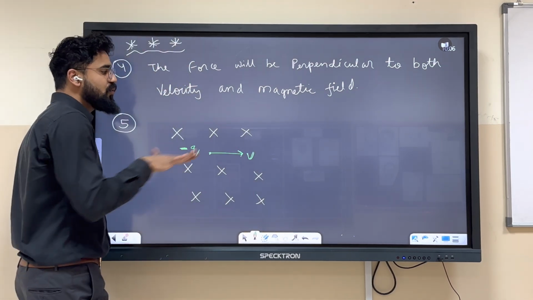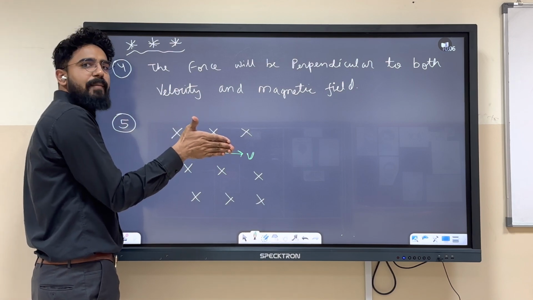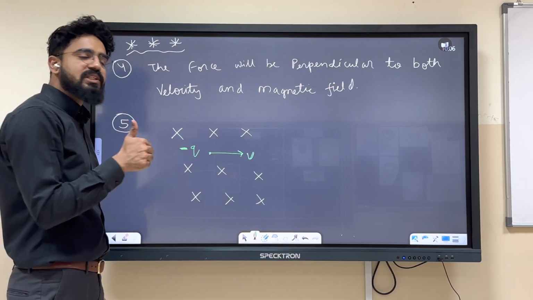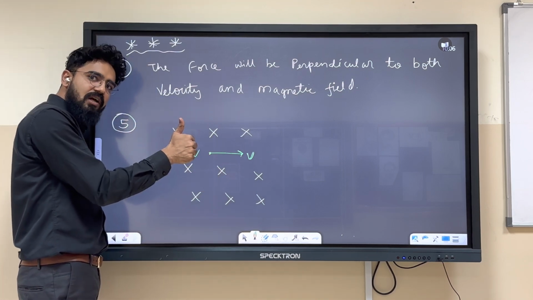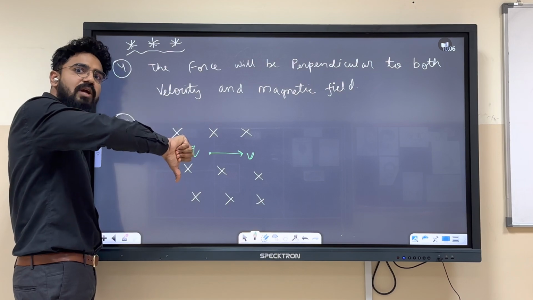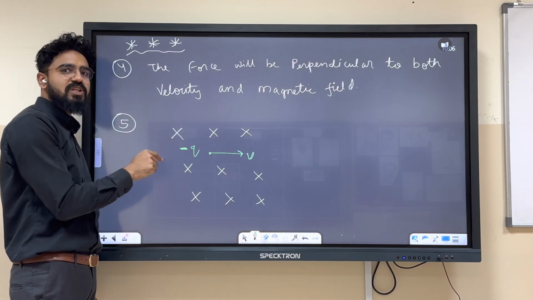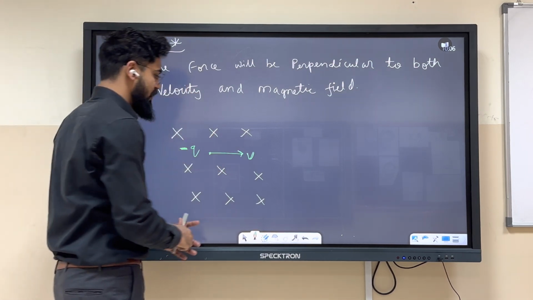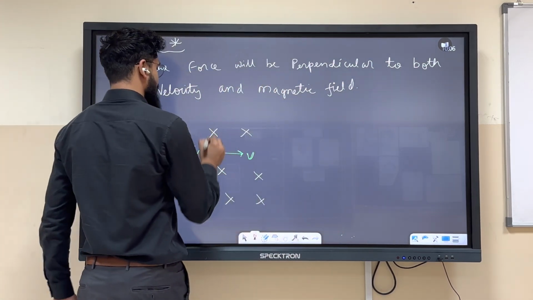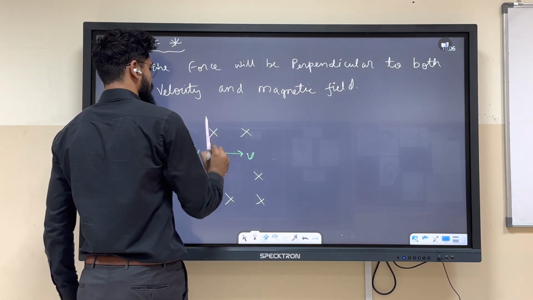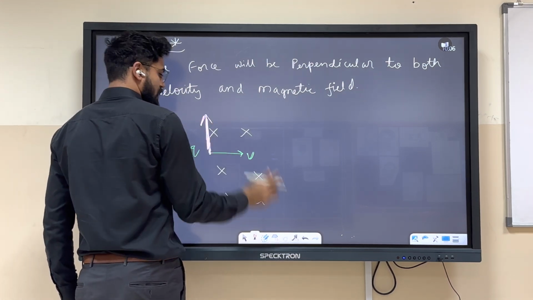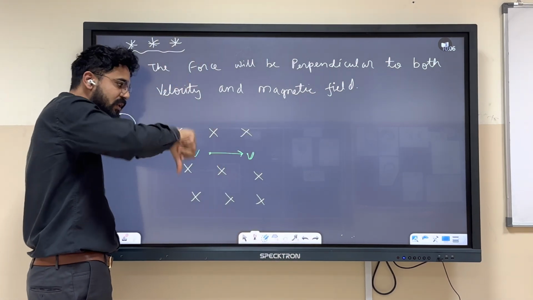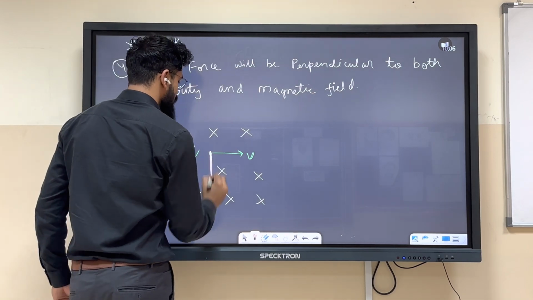According to you, you will say velocity in this direction, magnetic field inside, so you will say force in upward direction, but no, whatever force is coming, do the opposite direction. Are you getting it? Why? Because this charge is positive charge or negative charge? Negative charge. So V cross B in the upward direction. Force is coming, but we have to do it in the downward direction because charge over here is negative.